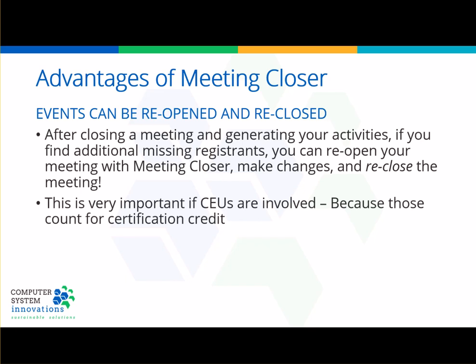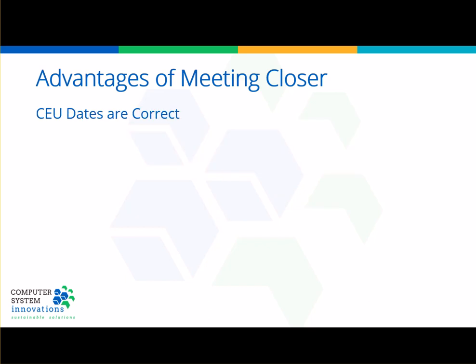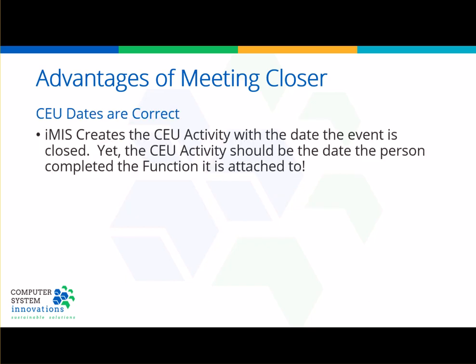Those continuing education credits, and you know what, those 5 attendees needed to have those CEUs because they were trying to keep their certification up to date. Well, that's real easy with Meeting Closer. You can actually go and add CEUs after the fact. CEU dates are correct. Well, what does that mean? Well, when iMIS creates it, it used to, I think it still does, use the date the event is closed. So if you had an event in January and you decide to close it in March, those CEU activities are in March. And that's a problem because what if it was very important that they took that credit in January? So that doesn't work very well.